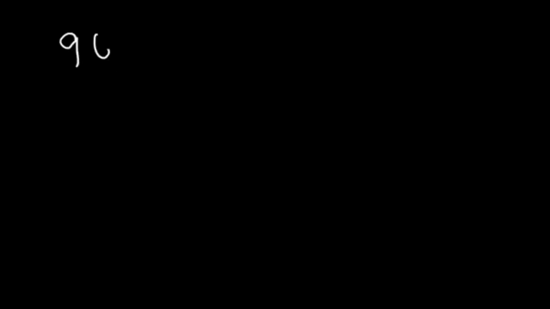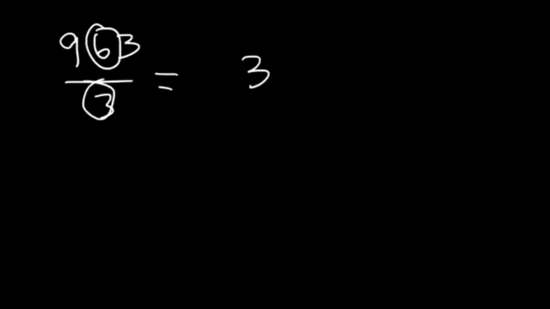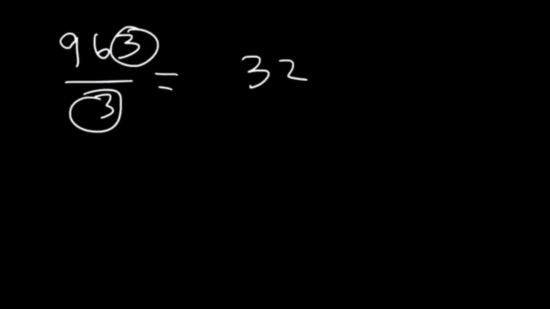Try this one, 963 divided by 3. Now we really don't have to do 963 divided by 3 all at once, because 9, 6, and 3 individually are all multiples of 3. So first, let's divide 9 by 3. We can do it one at a time. 9 divided by 3 is 3, 6 divided by 3 is 2, and 3 divided by 3 is 1. So therefore, this is 321.